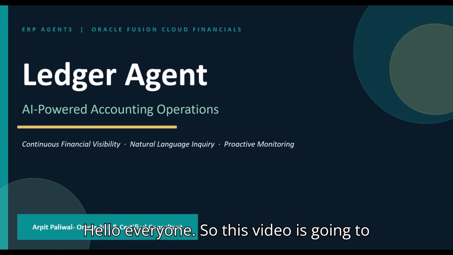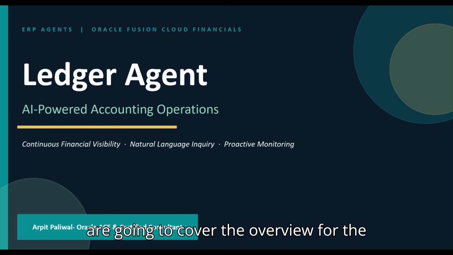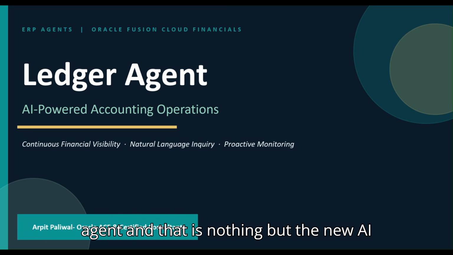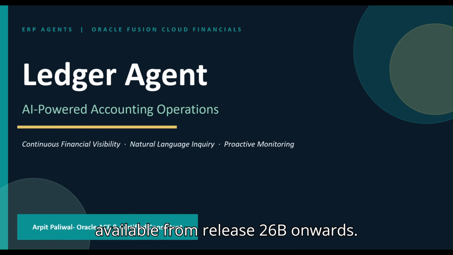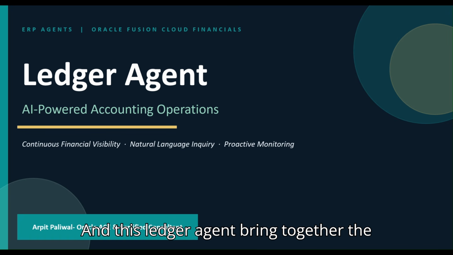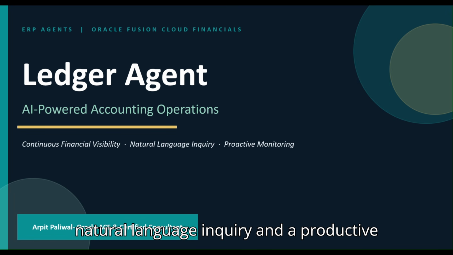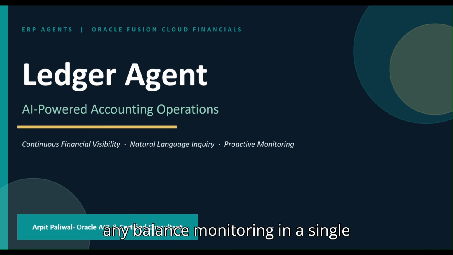Hello everyone. This video is going to be interesting because we are going to cover the overview of the Oracle new ERP agent, that is the Ledger Agent, which is nothing but the new AI-powered general ledger experience within Oracle Fusion Cloud Financials. This is available from release 26B onwards, and the Ledger Agent brings together continuous financial visibility, natural language inquiry, and proactive monitoring across different exceptions or balance monitoring in a single unified experience.